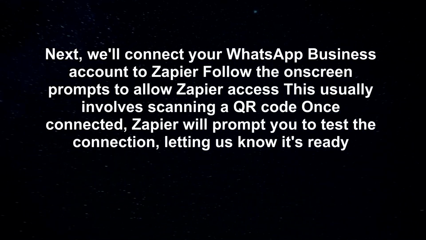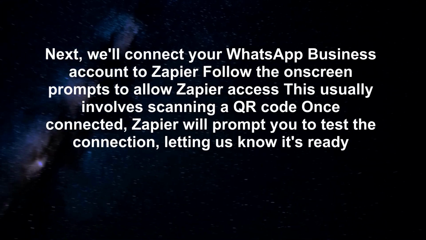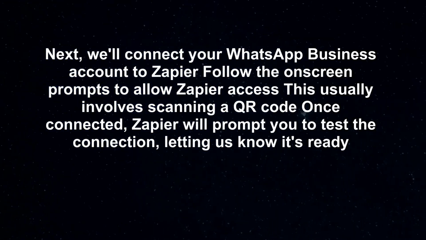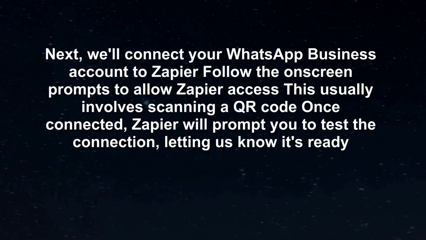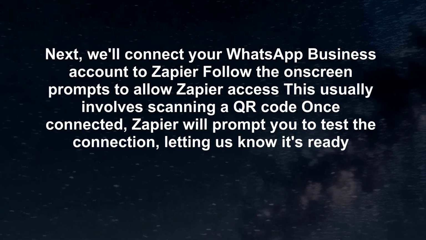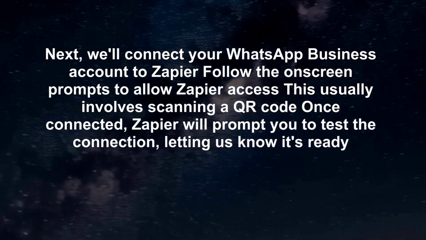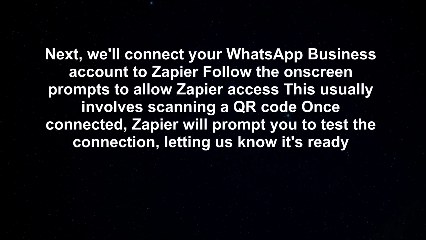Next, we'll connect your WhatsApp business account to Zapier. Follow the on-screen prompts to allow Zapier access. This usually involves scanning a QR code. Once connected, Zapier will prompt you to test the connection, letting us know it's ready.